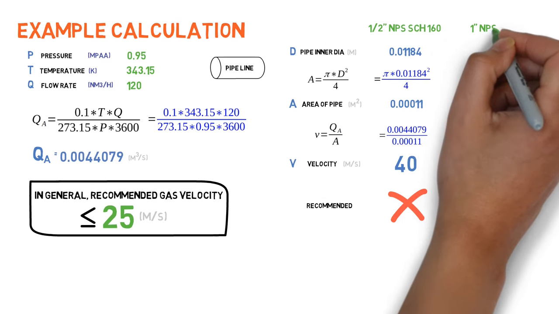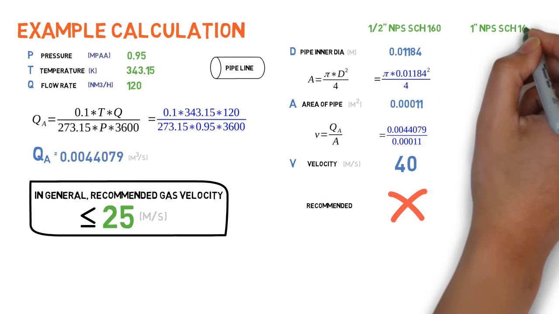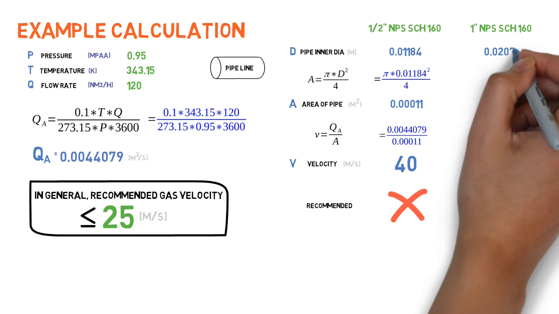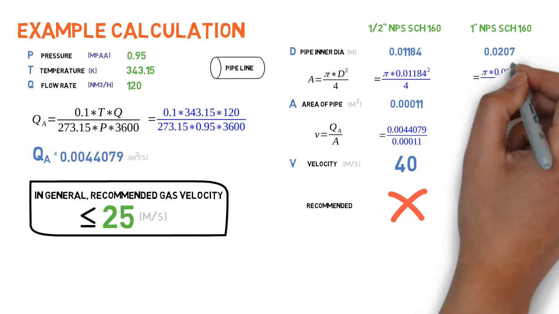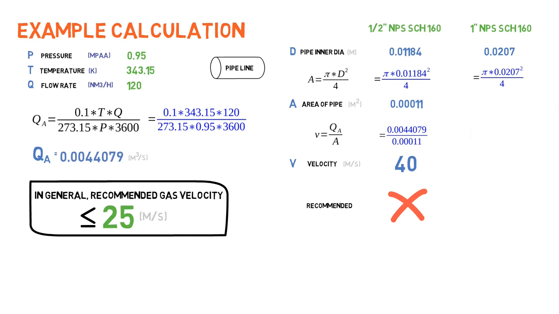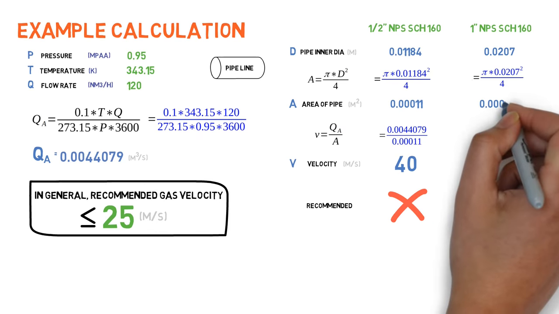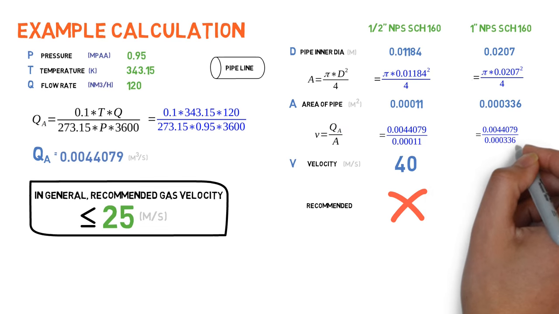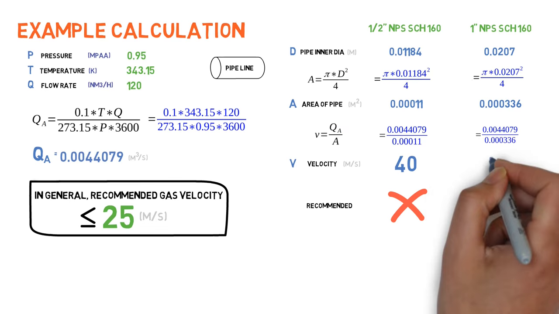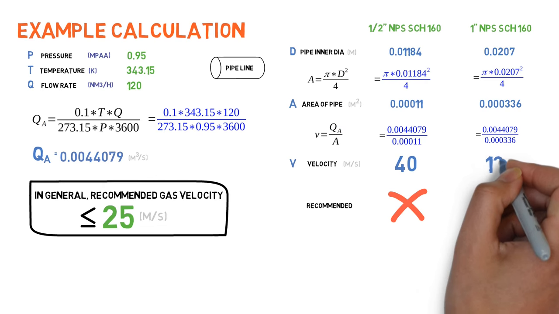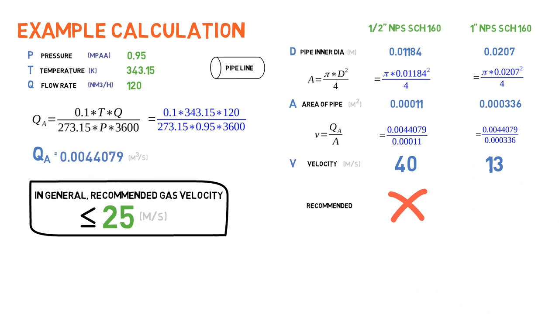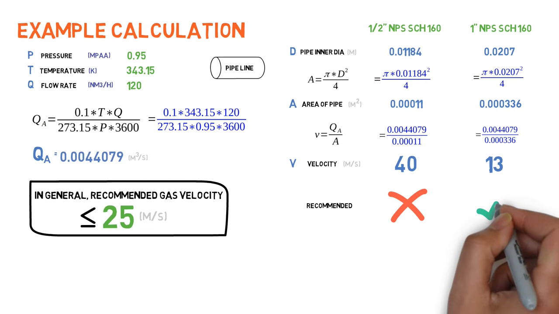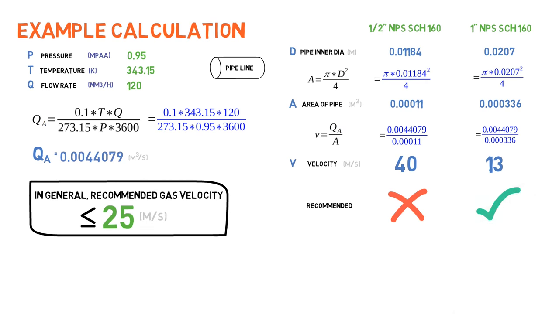Consider 1-inch schedule 160 pipe. Gas velocity for 1 inch schedule 160 pipe is 13 meter per second. Hence 1 inch schedule 160 pipe is recommended for this application.